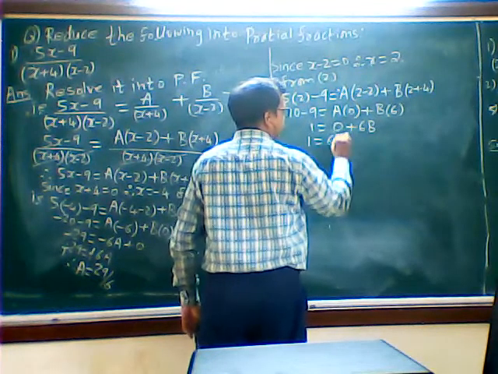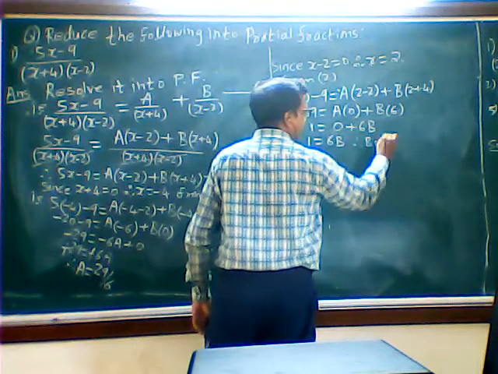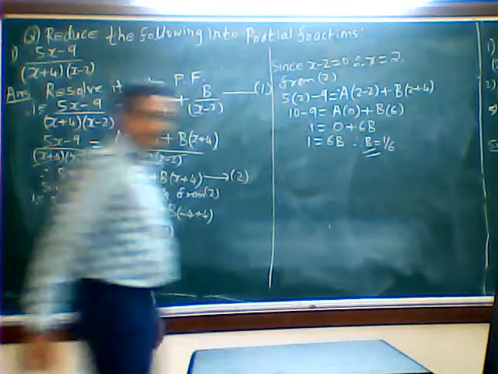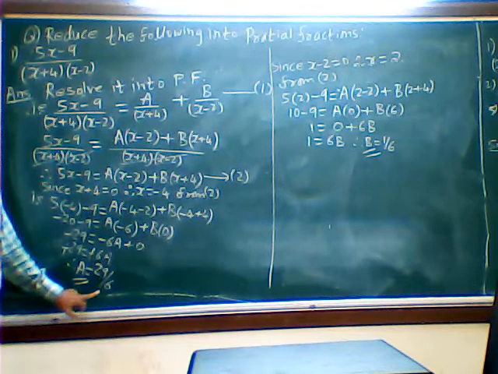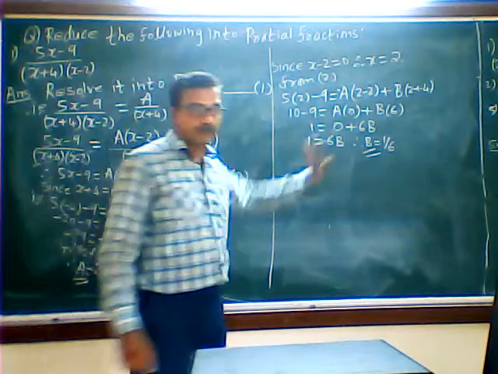1 is equal to 6b. Therefore, b is equal to 1 upon 6. So that is how I got the values. A value is 29 upon 6. B value is 1 upon 6.